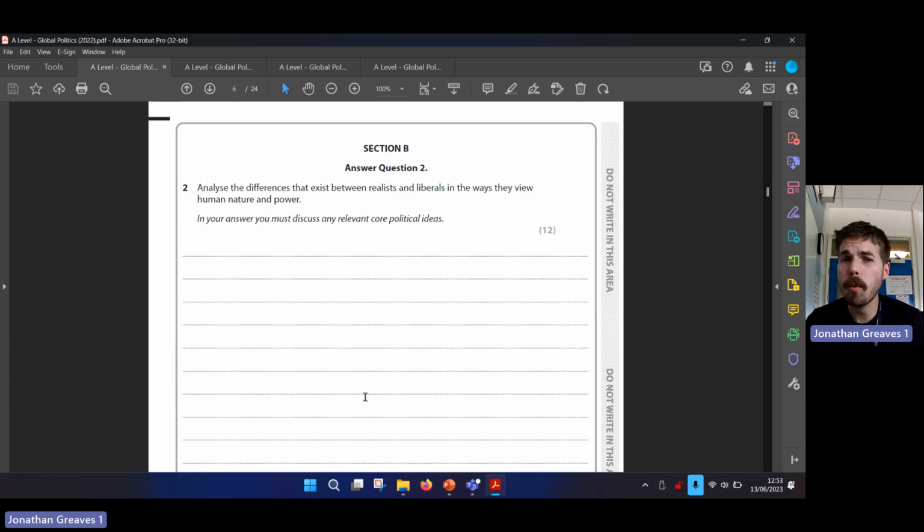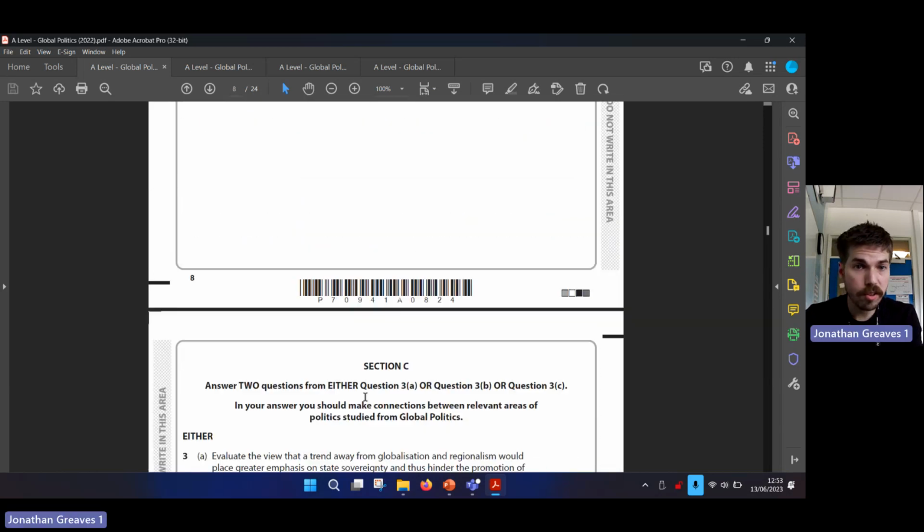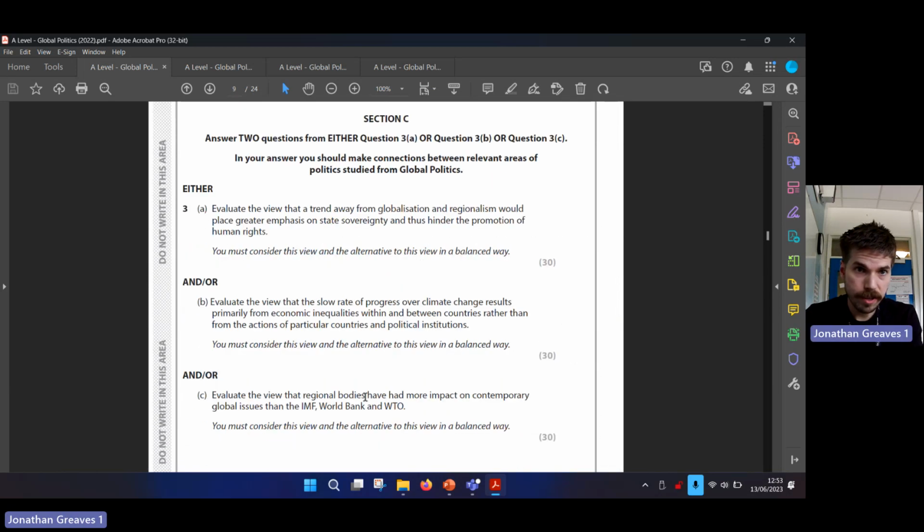So section B will always ask you to analyze realist and liberal perspectives on an issue. It's another 12-mark question like section A. You'll spend 15 minutes on section A, you'll spend 15 minutes on section B. That leaves you an hour and a half to do 2 questions of 3 in section C.